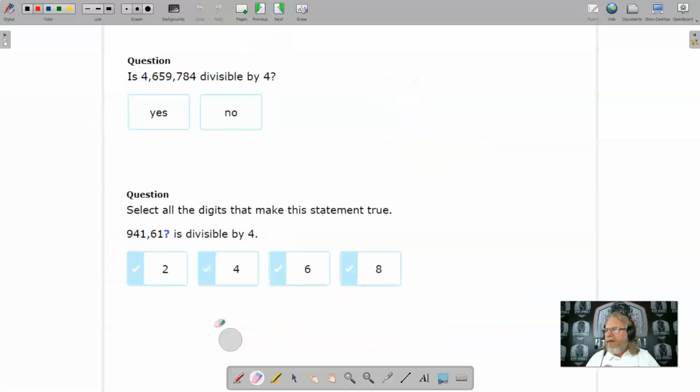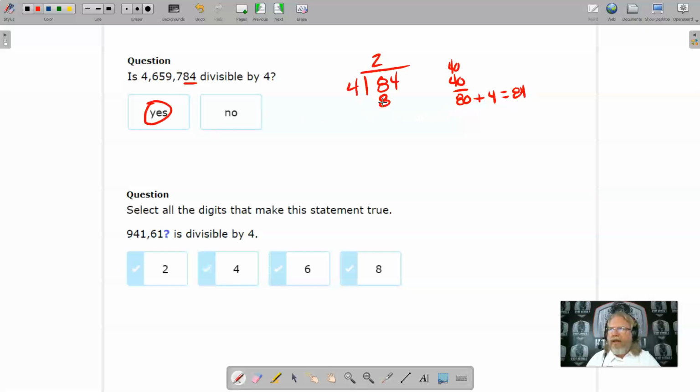On the next one, divisible by 4. That rule is look at the last 2 digits. So the last 2 digits make up the number 84. Now I could think of the fact that 4 will go into 40, and 40 plus 40 is 80, and then another 4 would give me 84. I could do some mental math like that and realize, okay, the answer is going to be yes. Or if you really had to, you could just divide 4 into there, and you would see that indeed 4 goes into 84 twenty-one times.